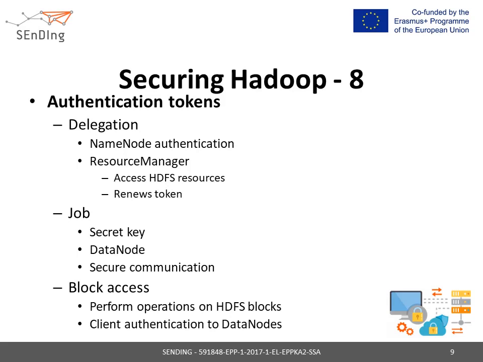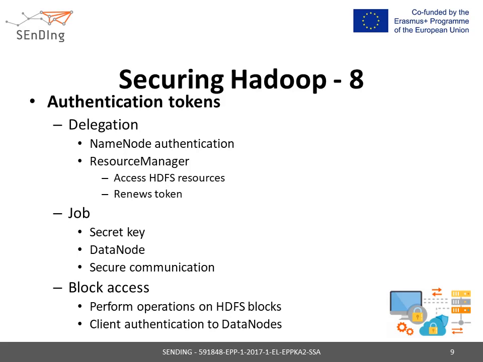Within SASL, Kerberos will act as the authentication protocol to authenticate users that need access to a Hadoop service. Three types of authorization tokens help this process: delegation tokens, job tokens, and the block access token. Delegation tokens are used to authenticate users to the name node. The name node provides the delegation token to the user once the user authenticates to the name node through Kerberos.